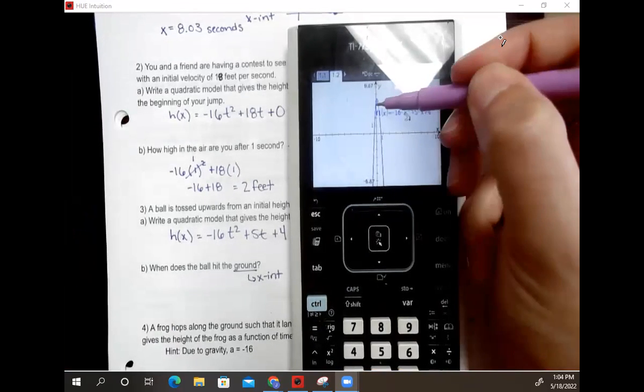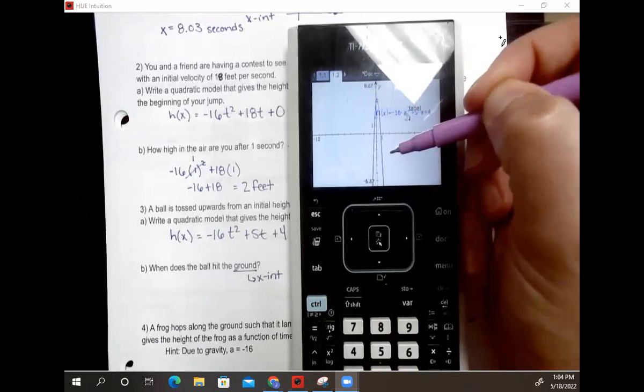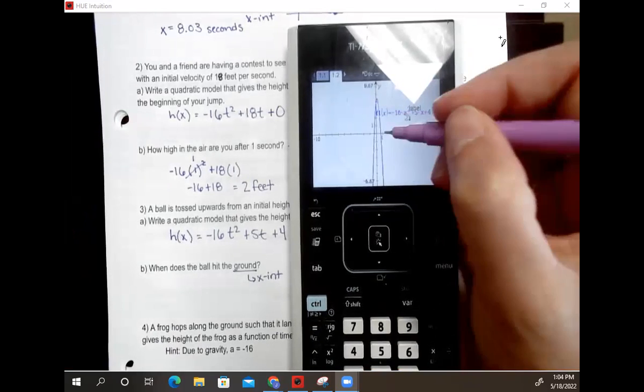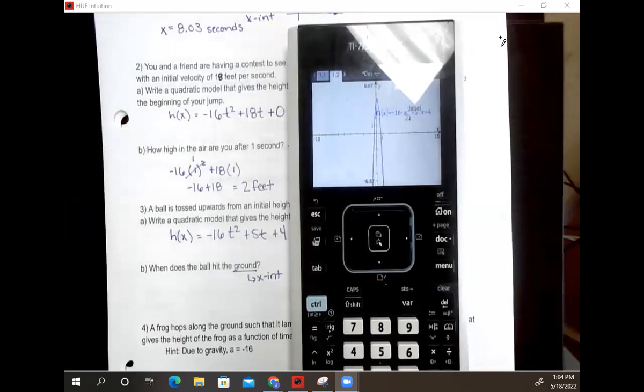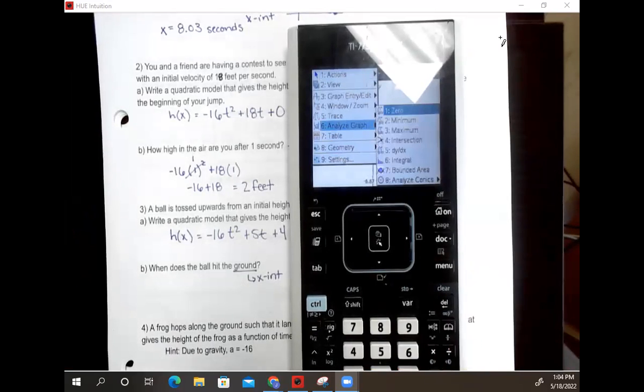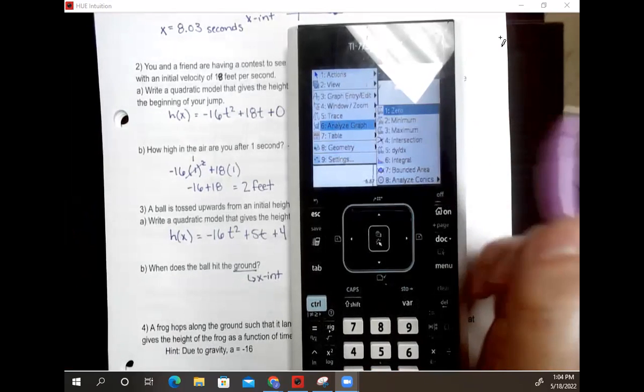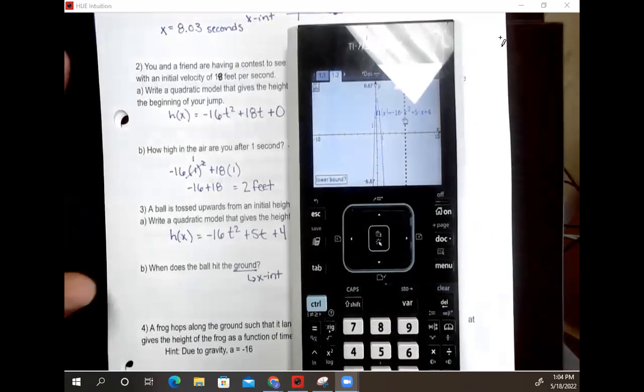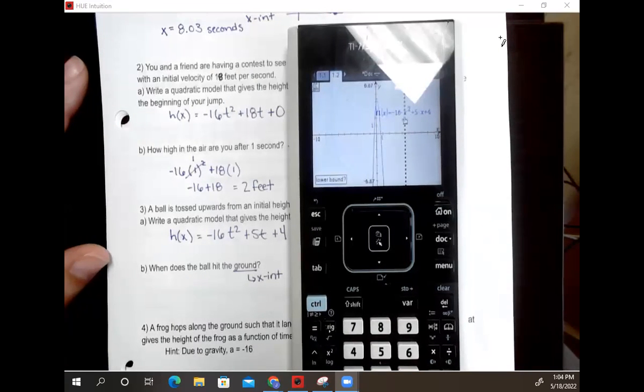Now, this time I can actually see that toss. And it's kind of lame, right? It barely goes in the air and then falls to the ground. But that's okay. All I really care about is what's the x-intercept there. So menu, analyze graph, and I'm looking for that 0. I want to remind you that your calculator will only find one x-intercept at a time.